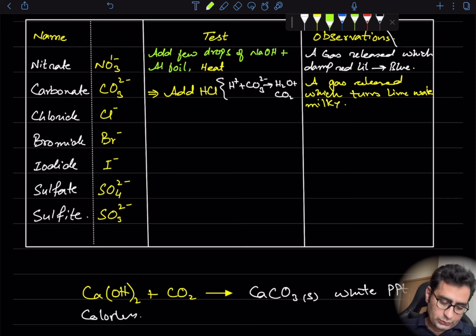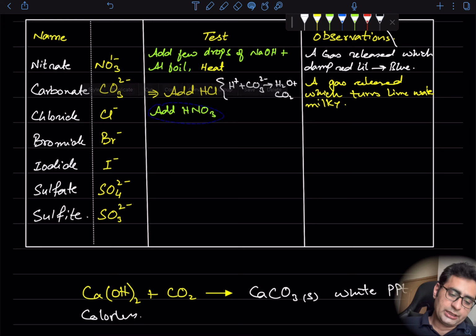And next, for chloride, bromide, and iodide, it is the same thing. You will add dilute HNO3. This dilute HNO3 is added to remove any impurity in the form of carbonate.